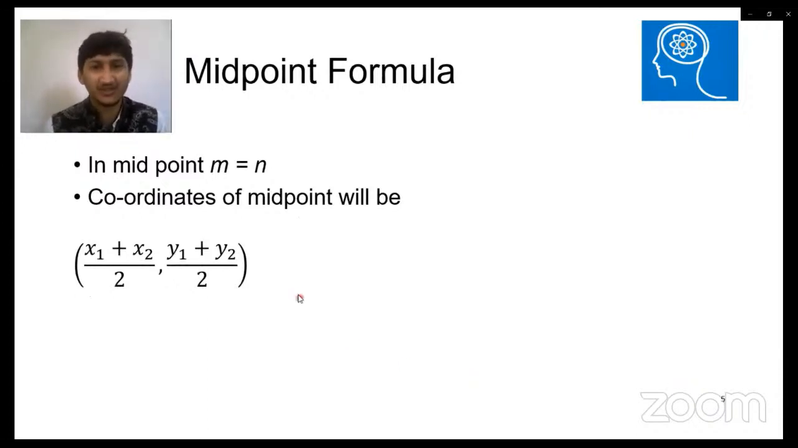So when you use the property that the midpoint will divide the line segment in equal ratio, that is m is equal to n, then you will get the coordinates of the midpoint, that is x1 plus x2 upon 2 and y1 plus y2 upon 2.